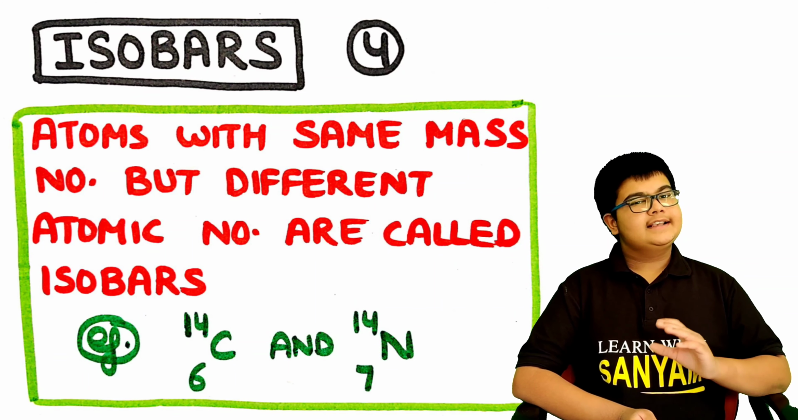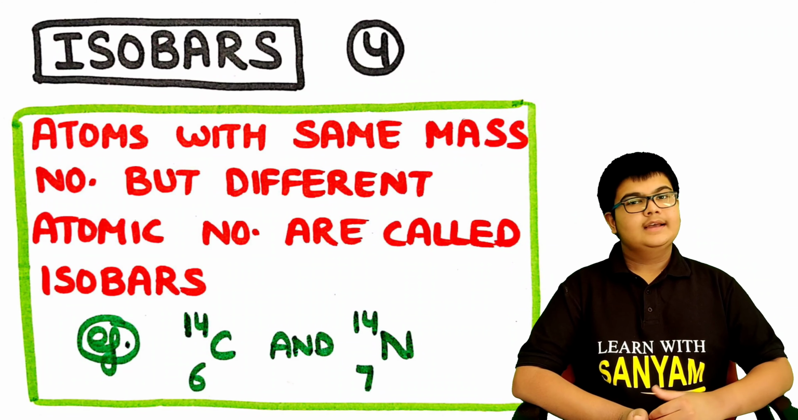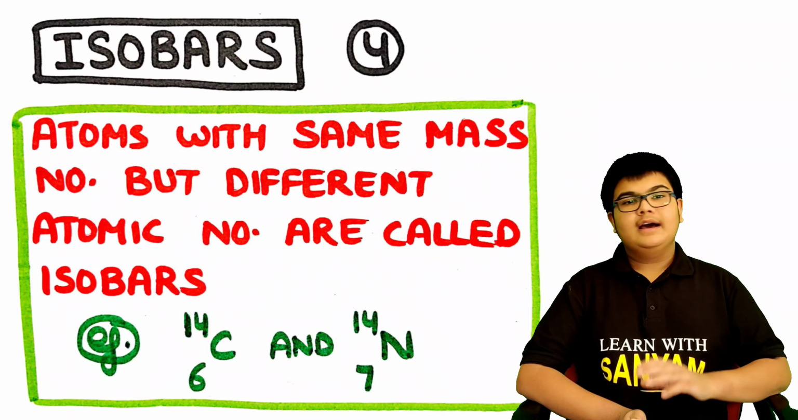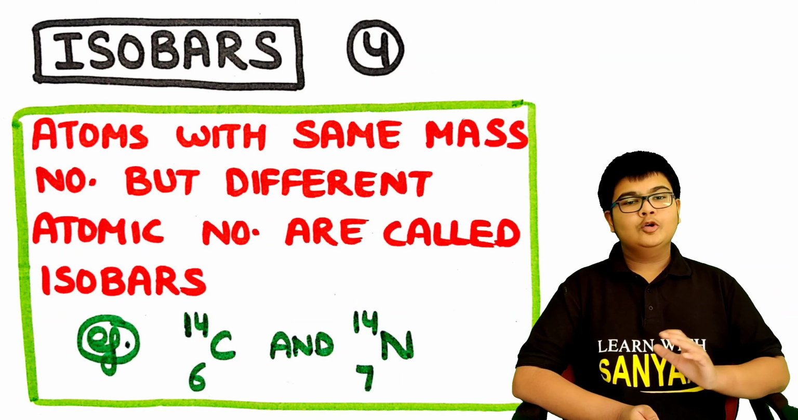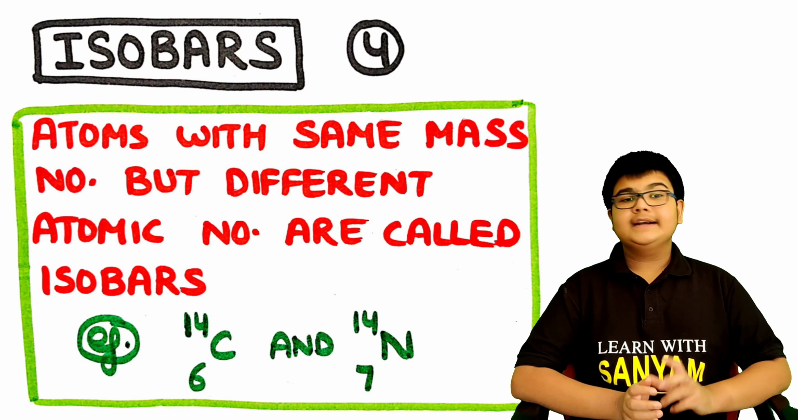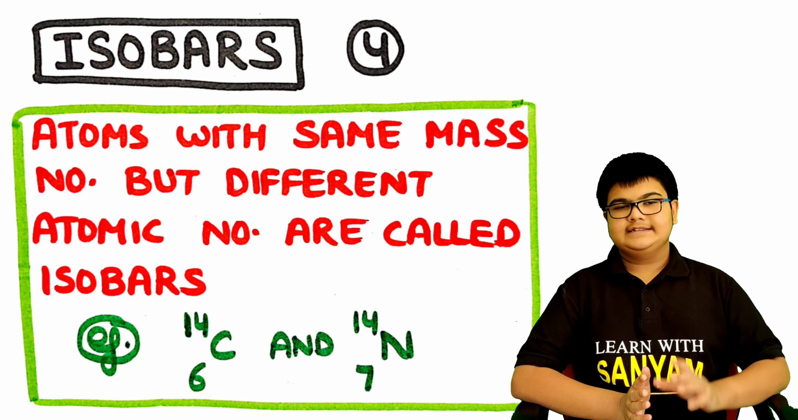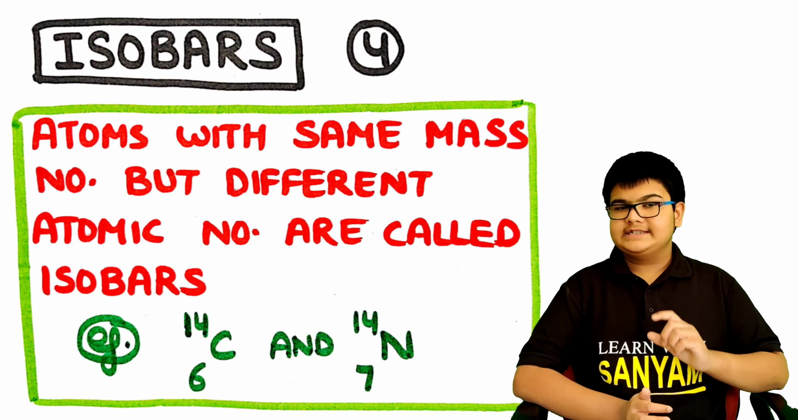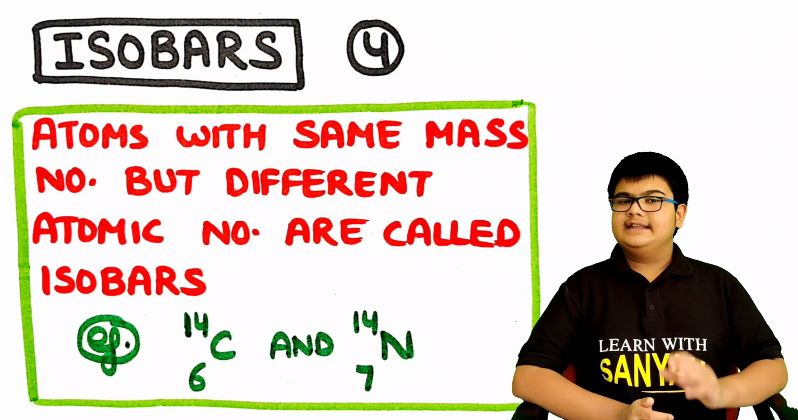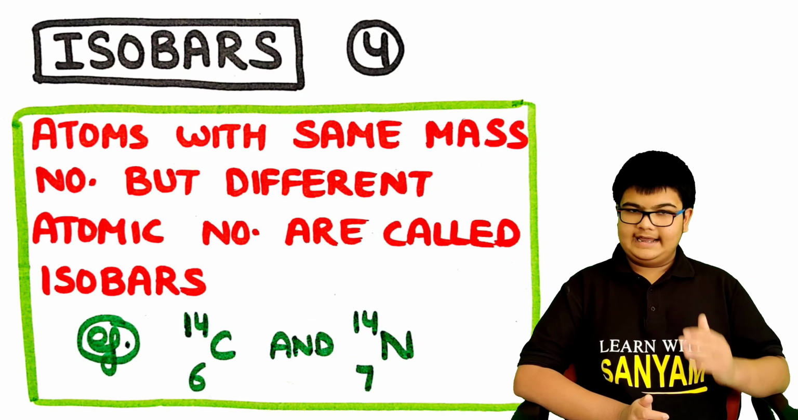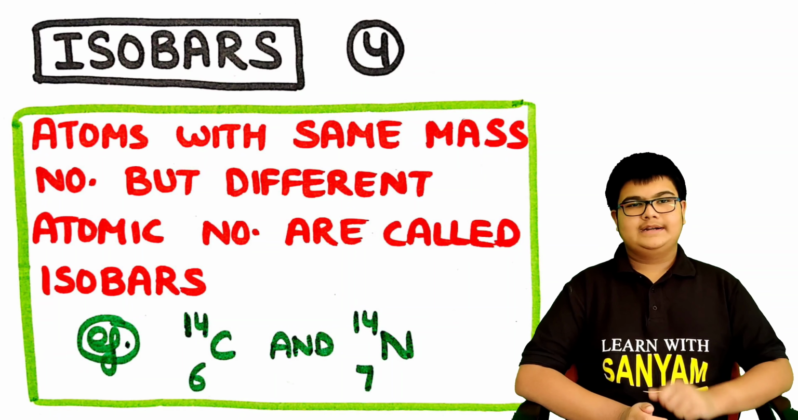Now let's understand an example of isobars. The atoms carbon and nitrogen are isobars. Both of them have the same mass number, that is 14. But they have different atomic numbers, that is carbon has atomic number of 6 and nitrogen has atomic number of 7. So thus they have the same mass number but different atomic number. Such atoms are called isobars.